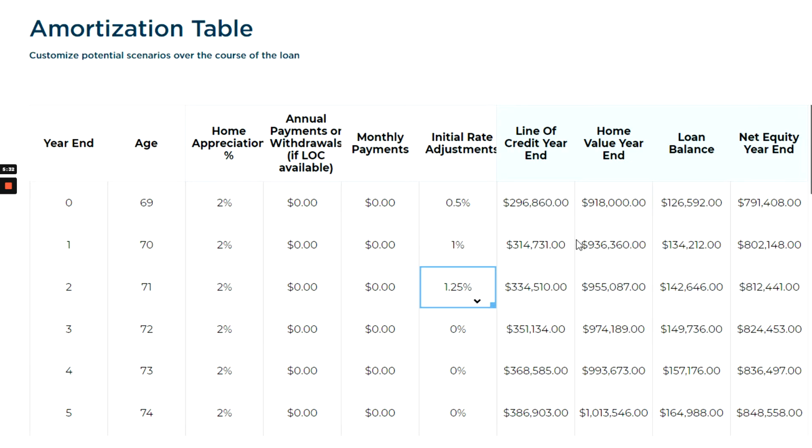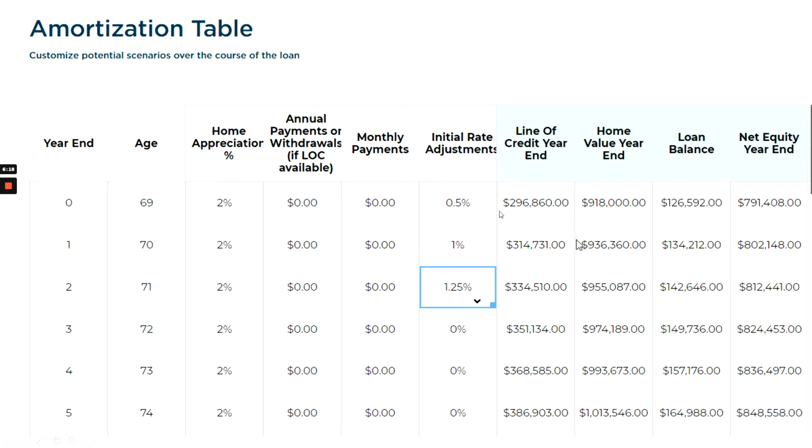Now this slide here, this amortization table, you'll see a home appreciation rate of 2% a year. So instead of being worth $900,000, we're estimating the house to be worth $918,000. That's 2%. No payments were made to the line of credit, and no withdrawals were taken out of the line of credit. I bumped the interest rate 0.5% during the first year, another 0.5% the second year, and 0.25% the third year. Because we're in a rising rate environment, I wanted to reflect those rising rates.